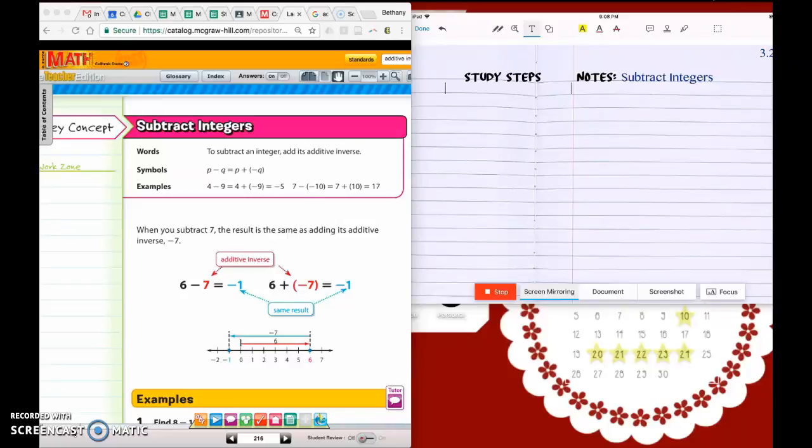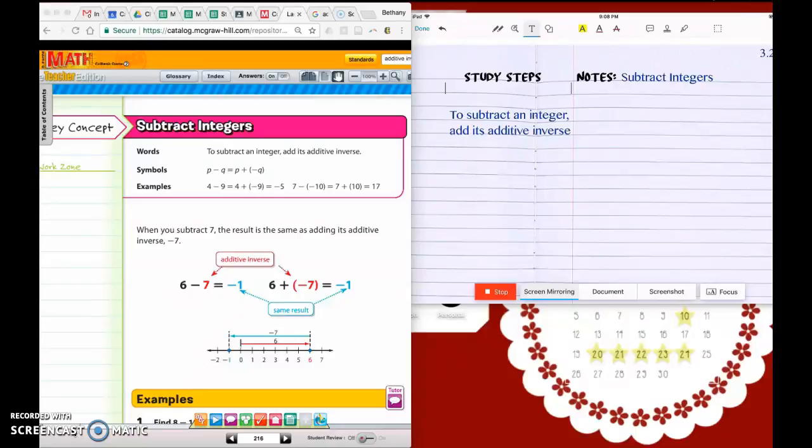When we first start reading the page, it says the words: to subtract an integer, add its additive inverse. Okay, and I think that's very helpful because it tells you literally the rule of what to do when you're subtracting integers. So let's add that in, and I would put it in our study steps column. So, to subtract an integer, add its additive inverse. You can pause the video at any time to copy it down.